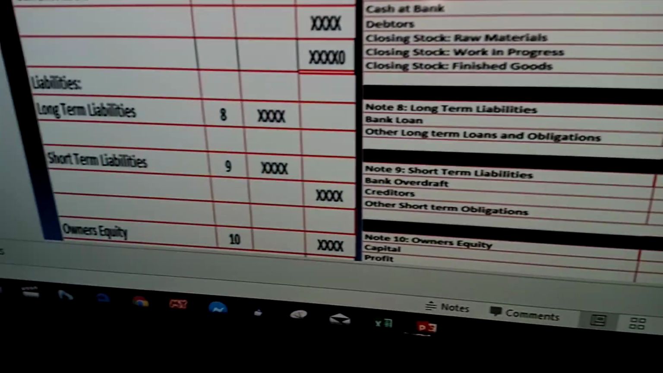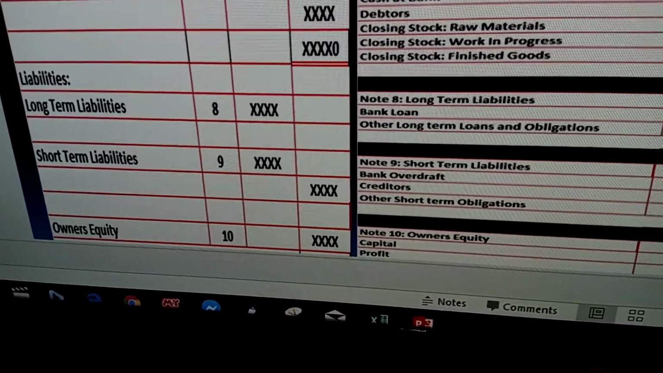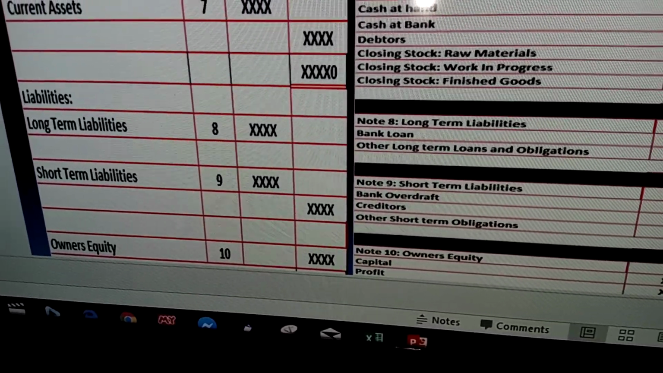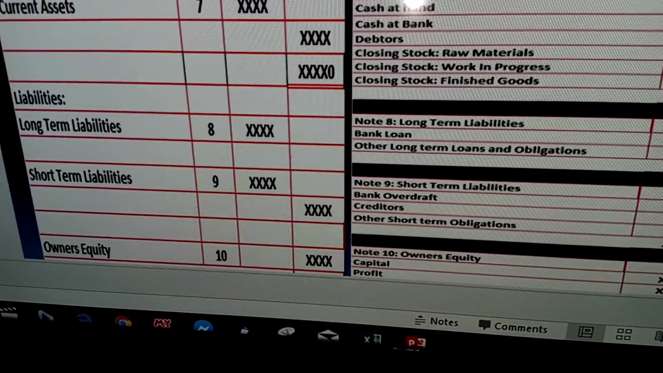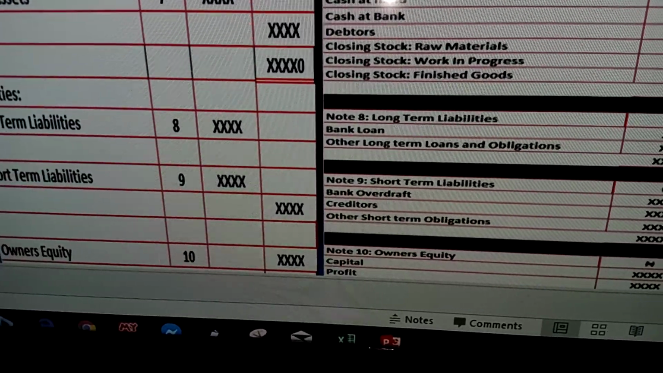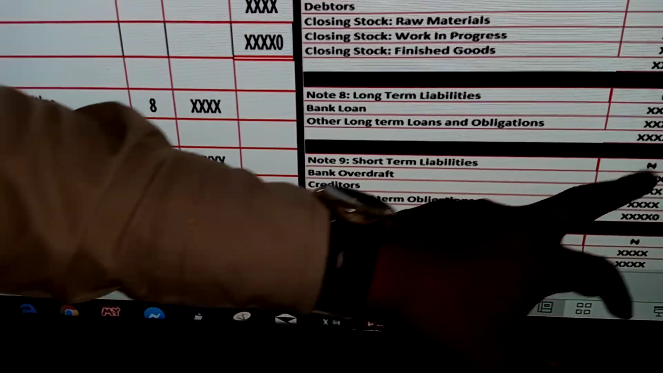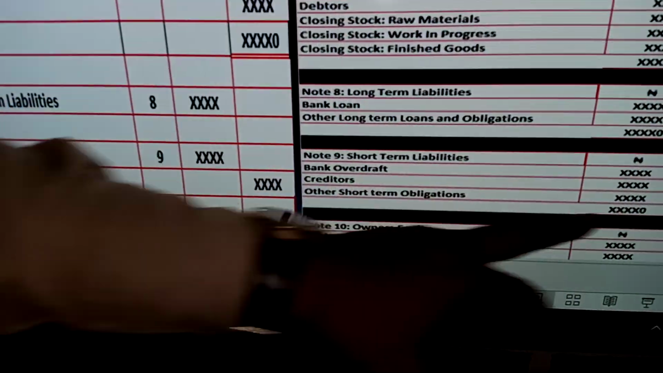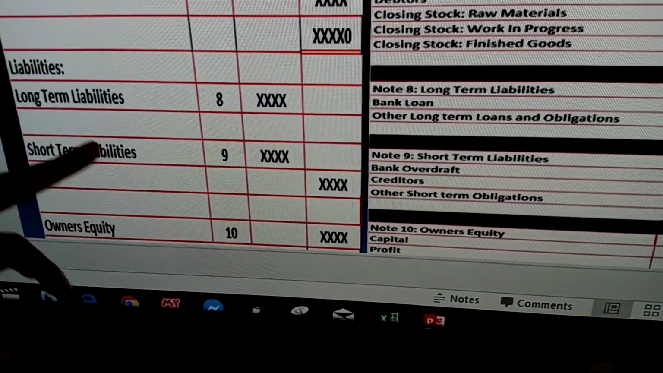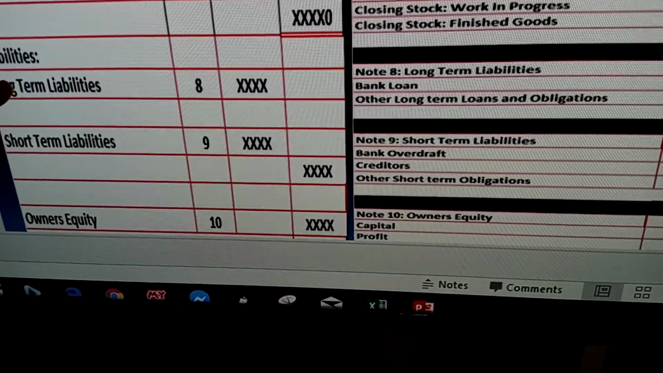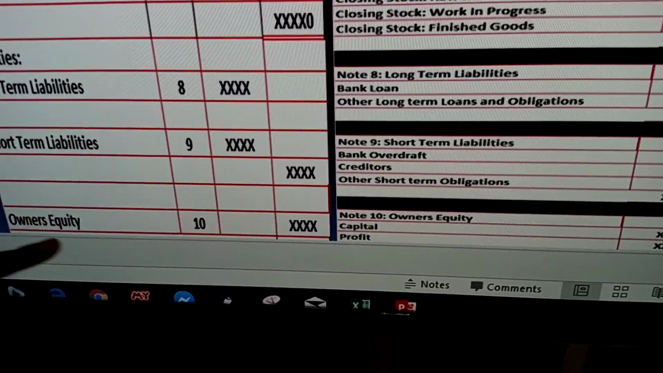Basically, long-term liabilities are liabilities that will take over a year to pay. Short-term liabilities take less, just a year or less than 12 months to sort out. That's short-term liabilities, or current liabilities. So we bring them together here. When you add your 8 and 9, which is your long-term liabilities to your short-term liabilities, you have this. Owner's equity.